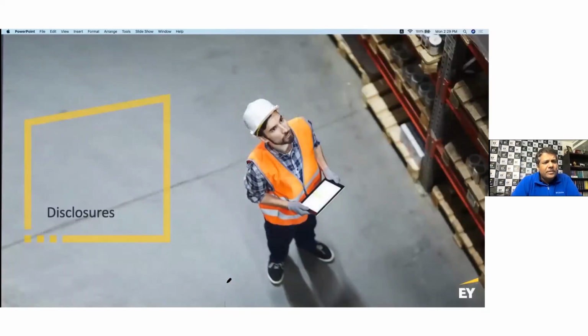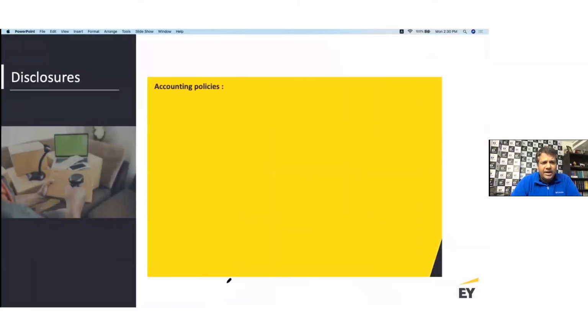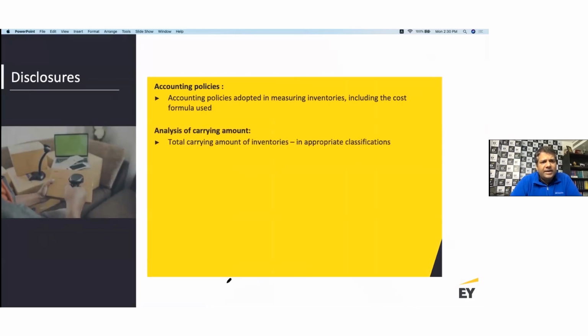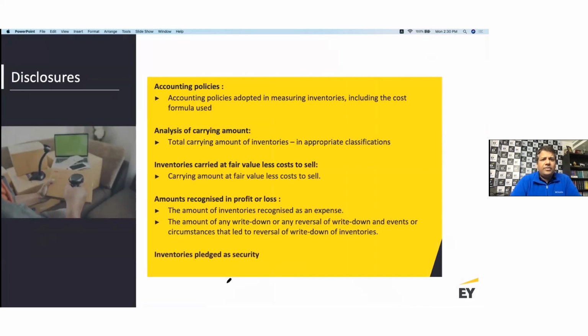All right. Now let's talk about disclosures. Disclose your accounting policy adopted in measuring inventories, including the cost formula, analysis of the carrying amount, and an appropriate classification as finished goods, work in progress, and raw material, the amount carried at fair value less cost to sell, and amounts which go into your profit and loss account. If you've done any write down or any reversal, that also needs to be disclosed. If there is any inventory pledged as security, that also needs to be disclosed.